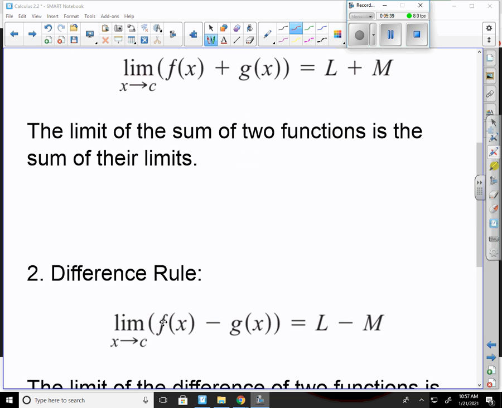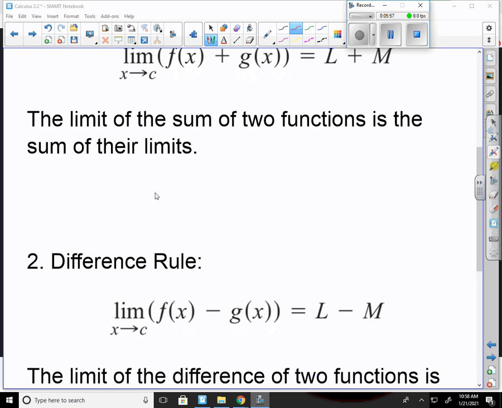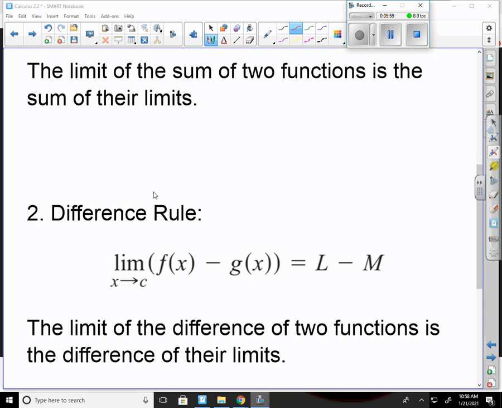Likewise, we have the difference rule. And that says if I have the limit as x approaches c of f of x minus g of x, then that's equal to the limit of f of x minus the limit of g of x. So the limit of the difference of two functions is the difference of their limits.